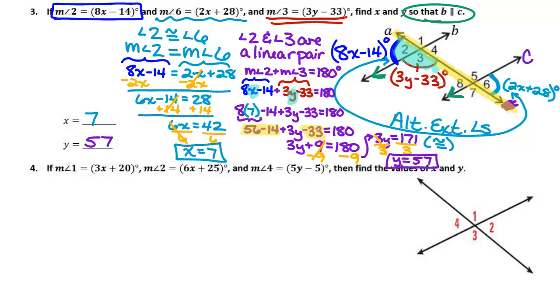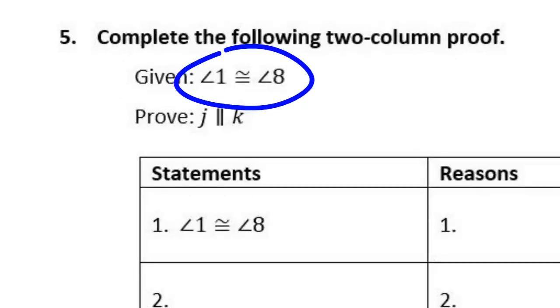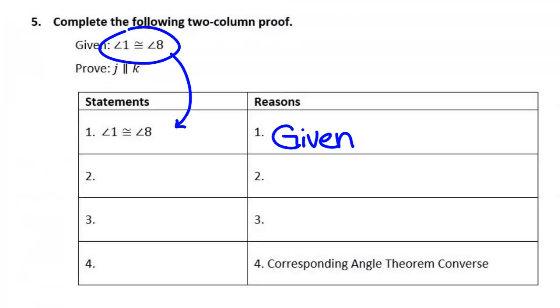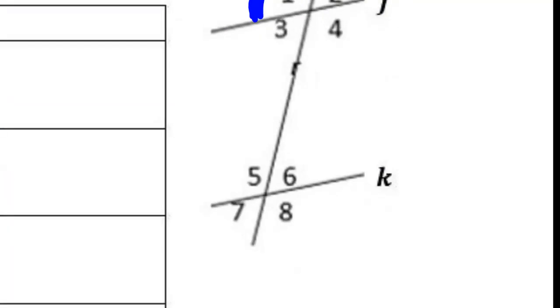What else would you guys like to see off the review? Number 5? Absolutely. Number 5, we have a proof. We start off in this proof by knowing that these two angles, angle 1 and angle 8, are congruent. And the reason we can say that, the reason that we know that is because it's given. So this angle right here is congruent to this angle right here.